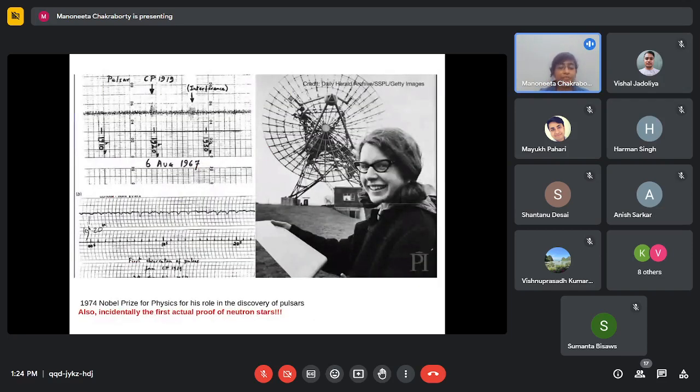Again, to give you a brief history, they were first discovered by Jocelyn Bell Burnell using radio telescopes. Incidentally, this is also the first observation of a neutron star. This is how we got to know about neutron stars. On the left-hand side, you can see the actual data where she recorded the first detection of a pulsar. This led to the Nobel Prize in Physics, though unfortunately she didn't get it.